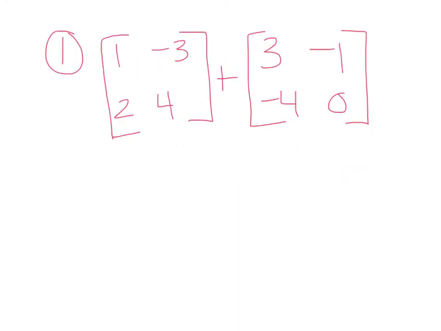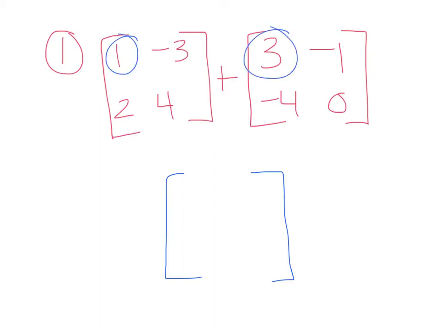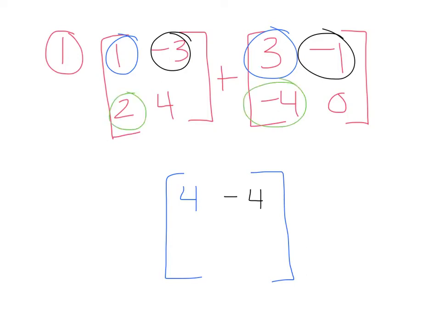Alright, so basically what we have here is two matrices and we want to add them together. So in order to add them together, it's just taking numbers that are in the same positions and putting them together to get a final matrix that looks the same way. So we're going to add the 1 and the 3 and get a 4. We're going to add the -3 and the -1 to get -4. We're going to add the 2 and the -4 to get -2.